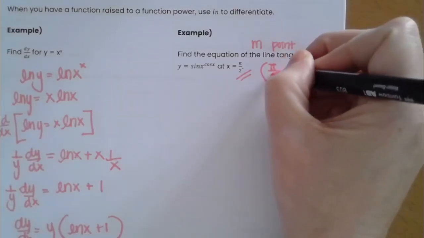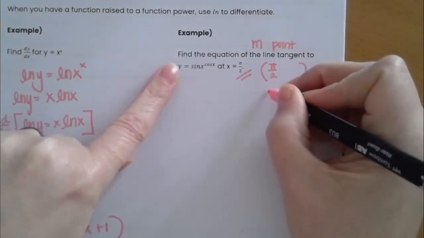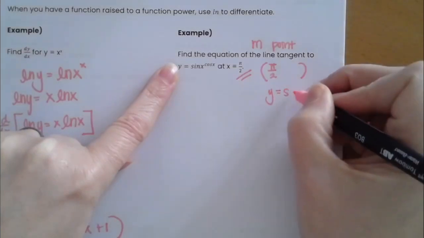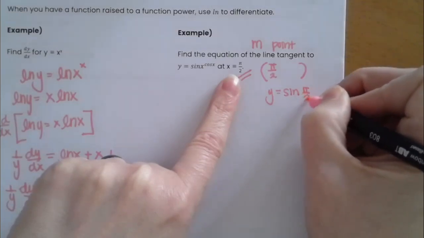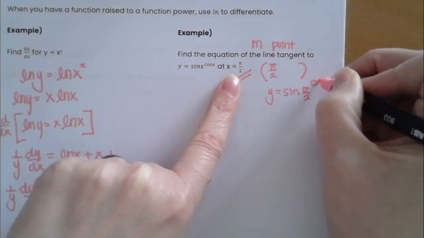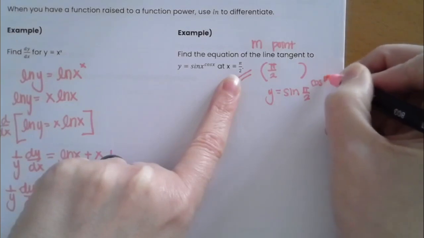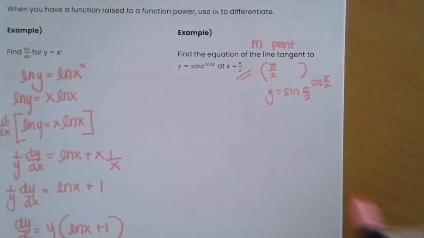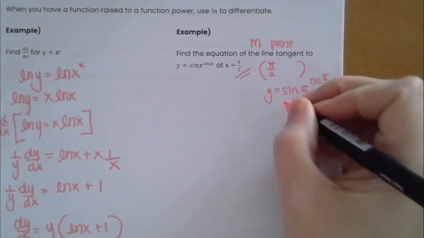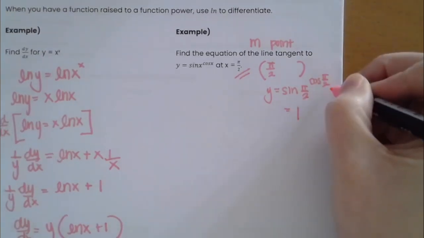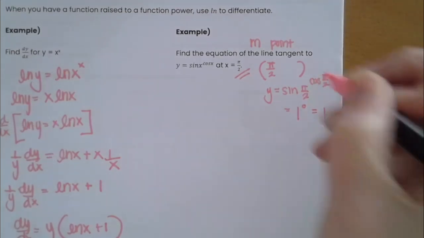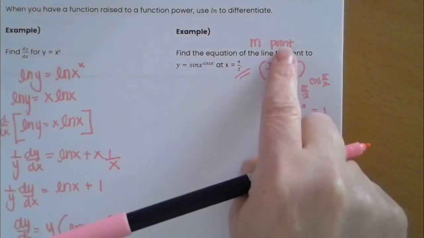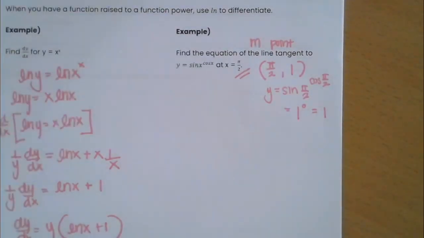Since my x value is at pi over 2, my y value, I find that by saying y equals sine of pi over 2 to the power of cosine pi over 2. So sine at pi over 2 is just 1. Cosine at pi over 2 is 0. So 1 to the power of 0, that's just 1. So now I have my x and my y for my tangent line. Now I need my m, my slope.